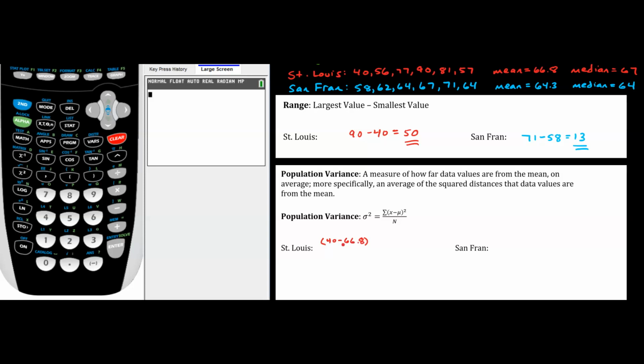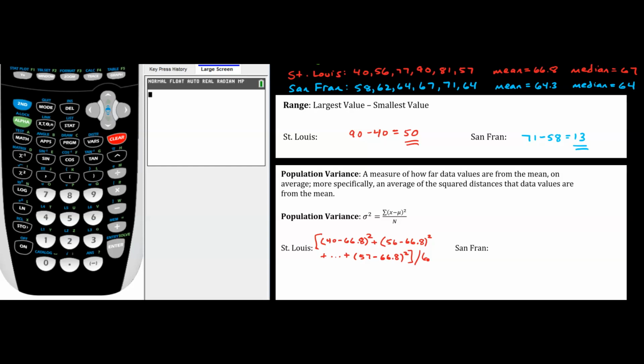And then we want to square that difference, or that distance. And then let's add that to the next squared distance. So we would have 56 minus 66.8 squared. And then this would continue until your final squared distance of 57 minus 66.8 squared. And then what we would do is we would take those squared distances and divide by the number of data points that we had, which was 6.